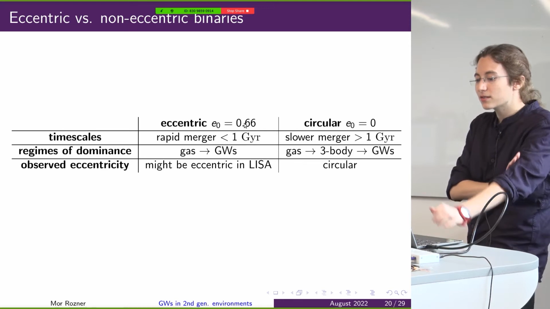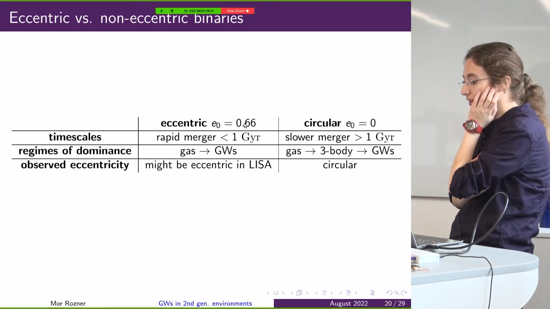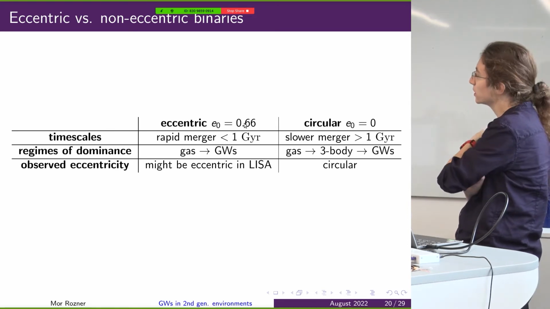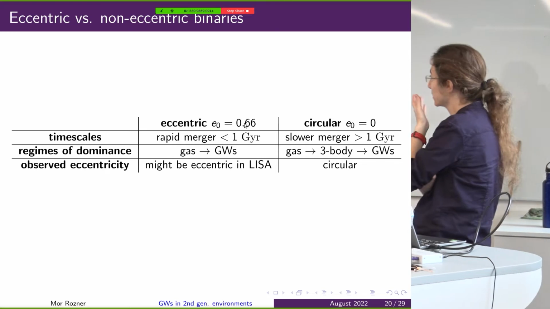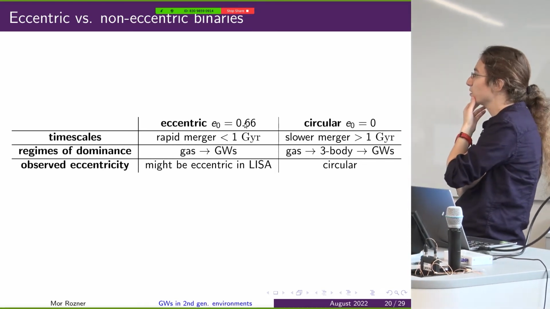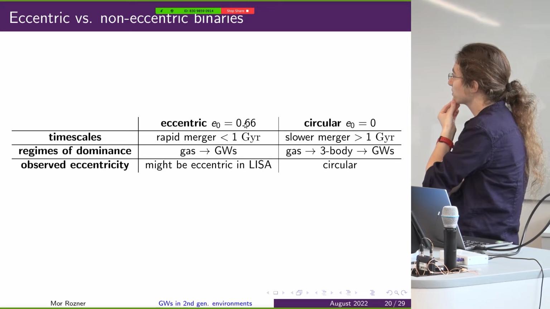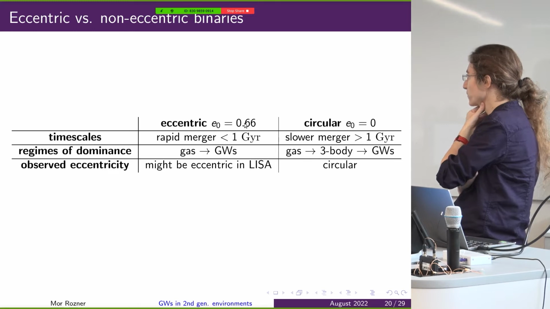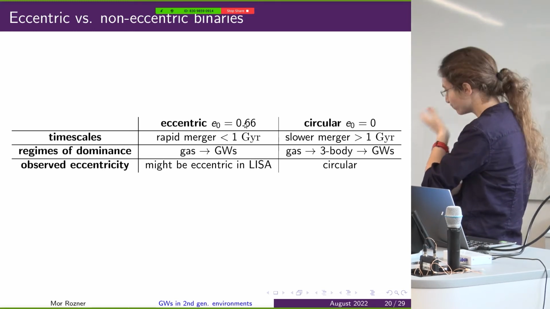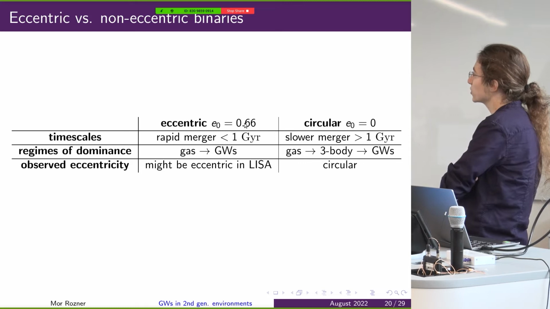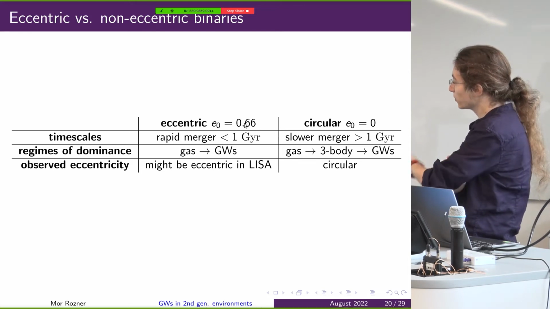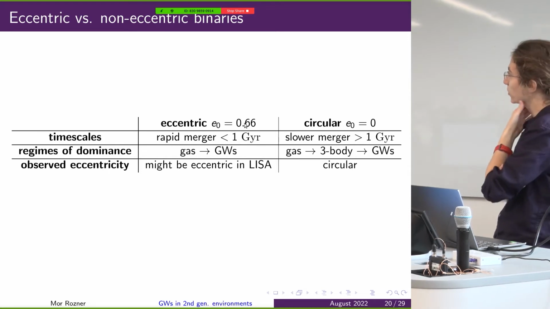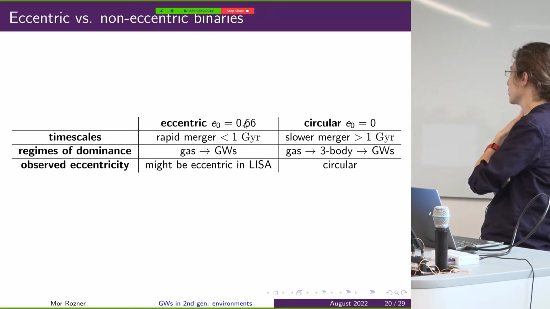So to sum up this part, what is the difference between eccentric and non-eccentric binaries? I just took, for example, the mean eccentricity if you think about a thermal distribution, so it will be something like 0.66. It turns out that the timescales are much shorter in the eccentric orbit, as I told you earlier. In the circular orbit, you will have larger timescales. The regimes of dominance, you just move from gas-dynamical friction to gravitational waves. You don't need, in a sense, the three-body hardening to have gravitational waves. But in the circular case, you do need.